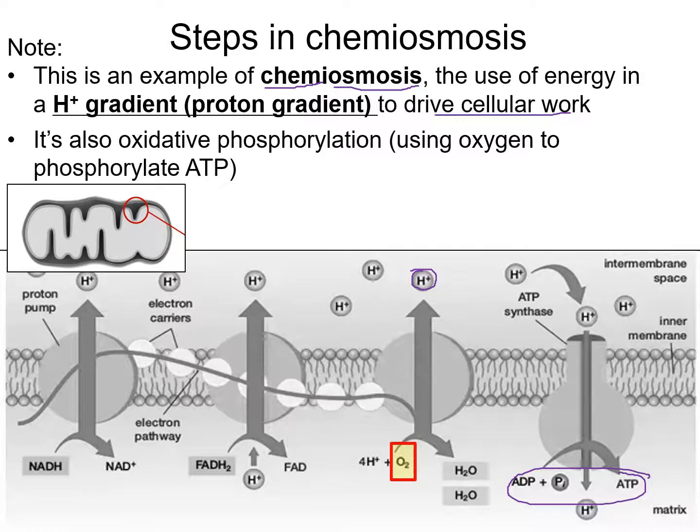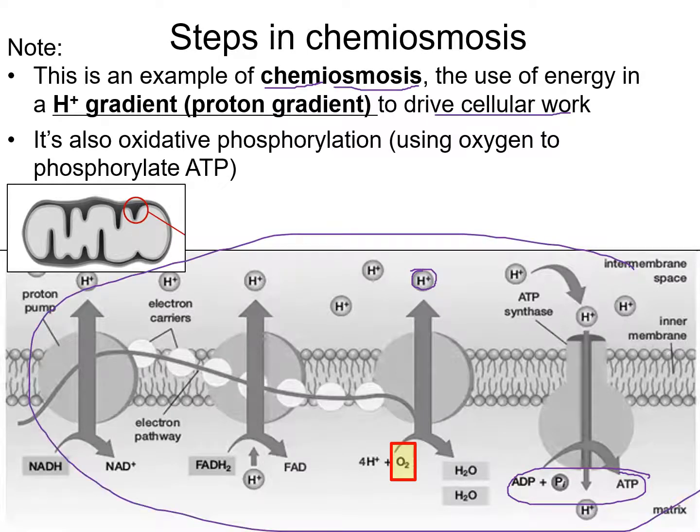Again, just to back up and look at the steps. So overall, we call this entire picture oxidative phosphorylation because oxygen is being used to phosphorylate ATP. But if we broke that into steps, we have the electron transport chain. That's this step right here, where we have NADH and FADH2 reducing these proteins and creating this gradient, and then we have chemiosmosis.